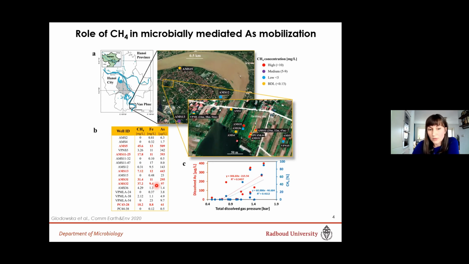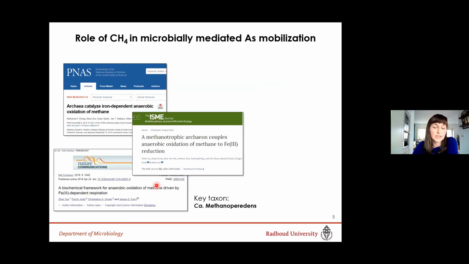So probably I would not have continued digging into the subject, if not for a couple of papers that came out and that I read, which show that anaerobic methane oxidation can be linked to the reduction of iron.